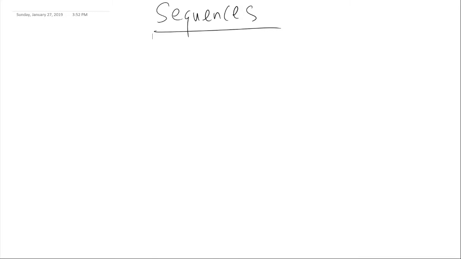So let's construct an example. Let's take a famous sequence: 1, 1/2, 1/3, 1/4, 1/5, and so on. Now this is an infinite sequence. Why is it an infinite sequence? Because you can write this forever.